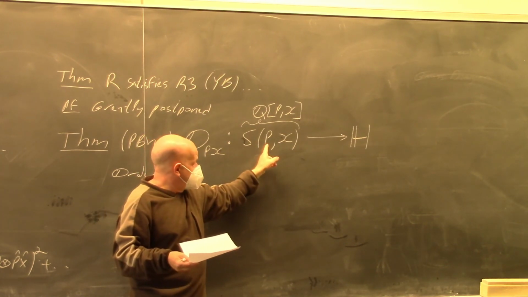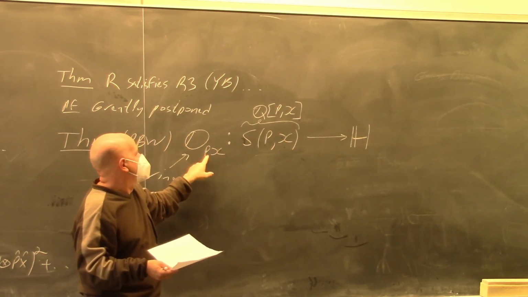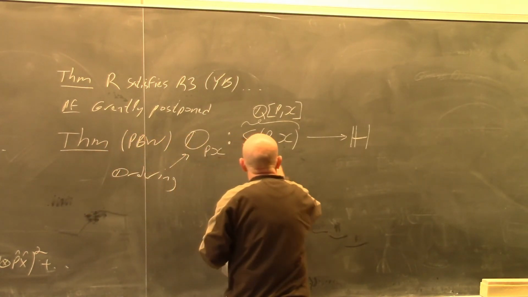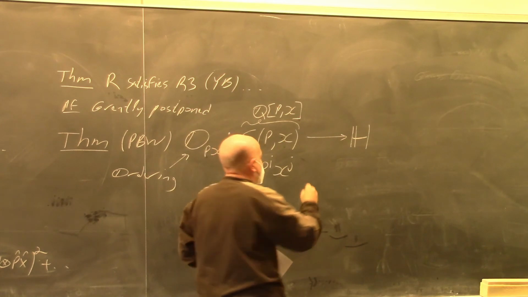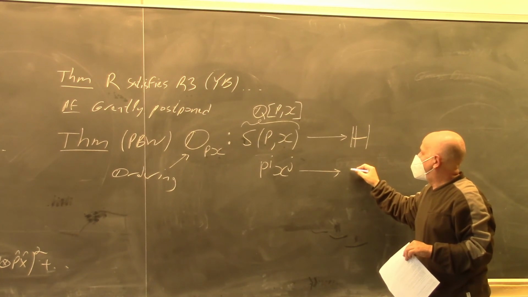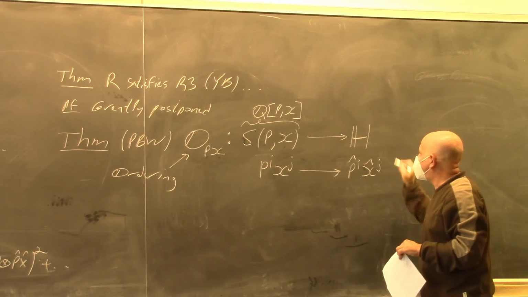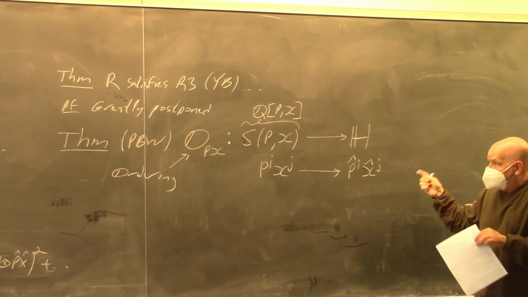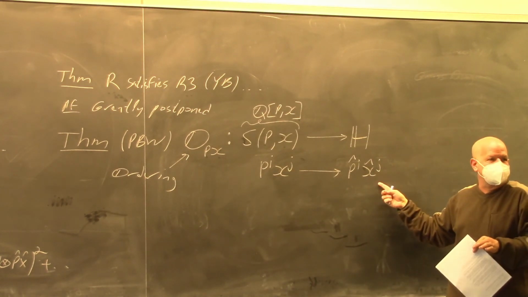So it's the map which orders them in the order P first and X later. So it's the map that will map P^i X^j to P hat to the i, X hat to the j. And again, these are different things. This is a polynomial or a monomial, and this is an element of the Heisenberg algebra.